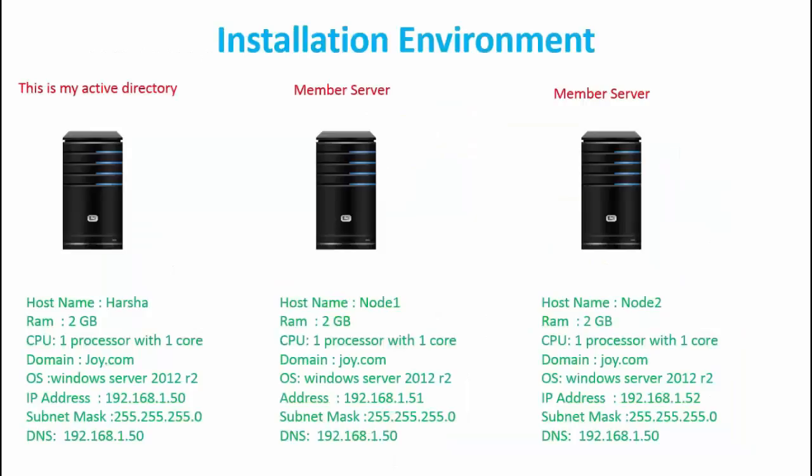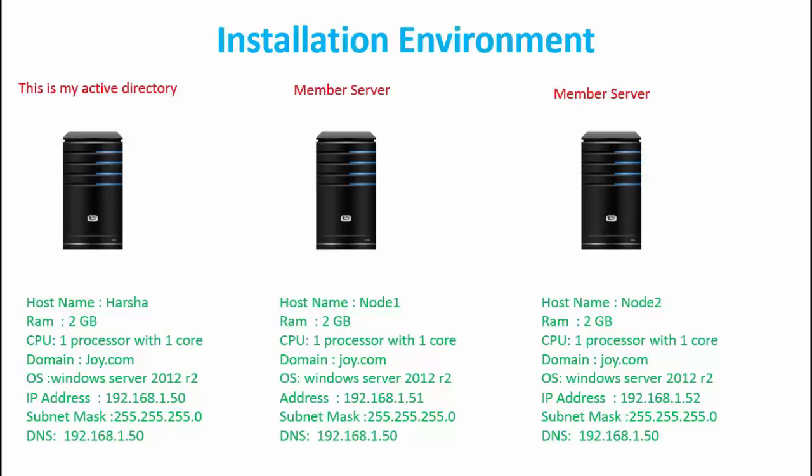Before going to this, let's look at the environment I am using here. I have three machines. One is Active Directory and DNS, and the other two are member servers. Here you can see all my details. My host name is Harshan RAM. I have given 2 GB RAM and one processor with one core to all members. My domain is joy.com, and I am using the Windows Server 2012 R2 OS.